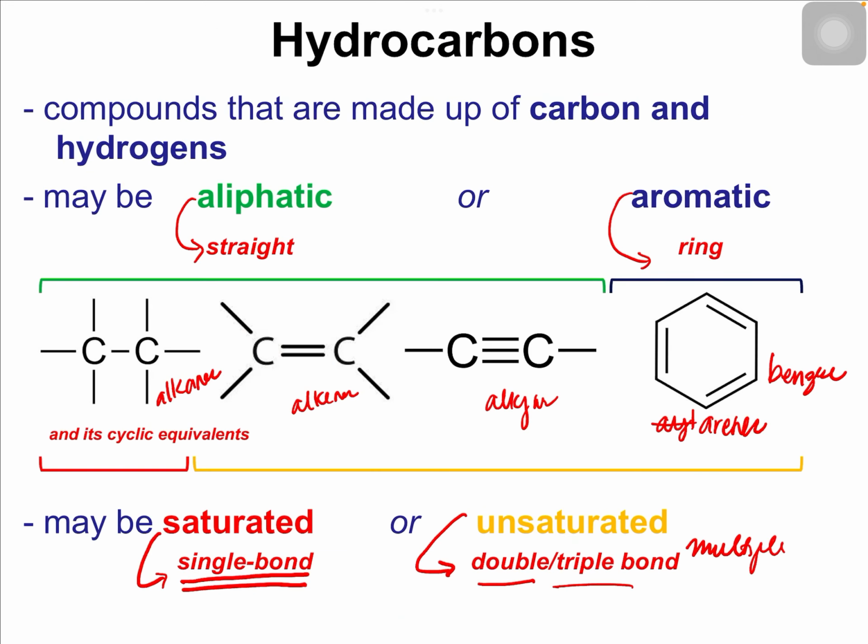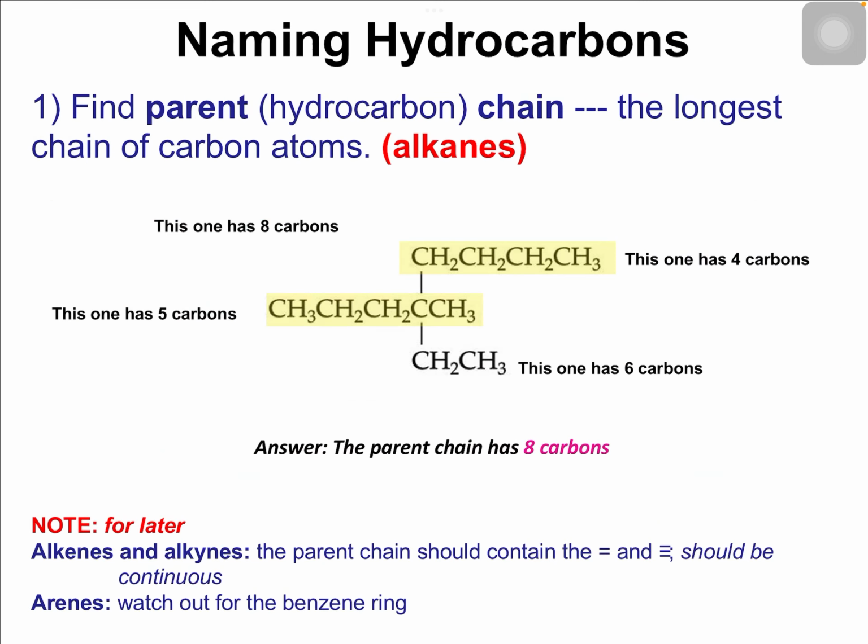Okay, so since na-discuss na natin kung ano yung definition ng hydrocarbons, let's now try to give a name sa ating mga hydrocarbons. So may mga rules na sinet ang IUPAC for the naming of your hydrocarbons. So the first thing that you should do is to find the parent or the hydrocarbon chain. So when you say parent, it is the longest chain of carbon atoms for alkanes.